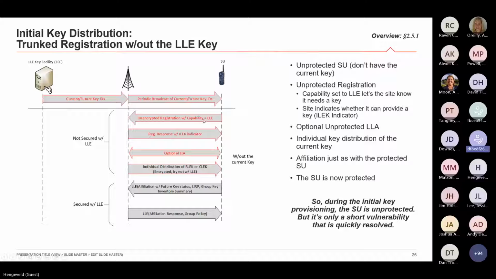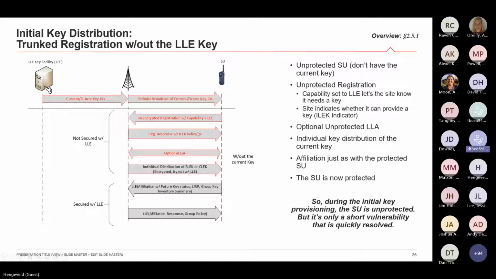An unprotected radio that comes in. So if I don't have the current key, what happens? Well, this is what happens. Again, I've learned that I don't have the current key, but I'm LLE capable and I want to operate with link layer encryption here. What do you do? Well, you register unencrypted once, with a magic bit that says, hey, I'm LLE capable. And the station sees that he's LLE capable, but he's not operating with LLE. Therefore, he must need the key.